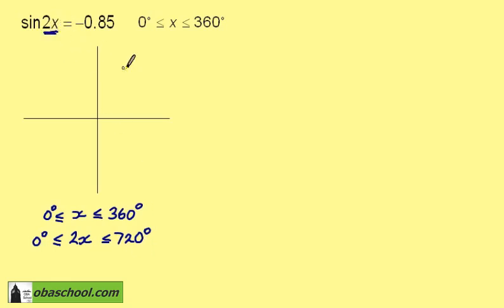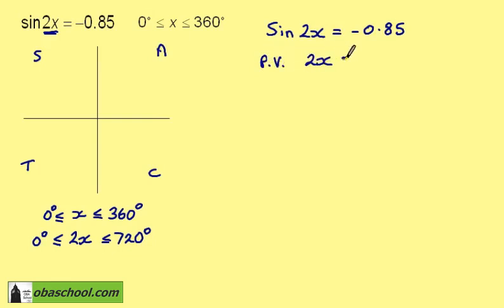Since this is a 2x, we need solutions in the first instance for 2x. We're going to use the CAST diagram in the usual way to help us do this. The equation that we're solving is sin 2x = -0.85. So our principal value for 2x will be shift sin, or inverse sin, of -0.85.